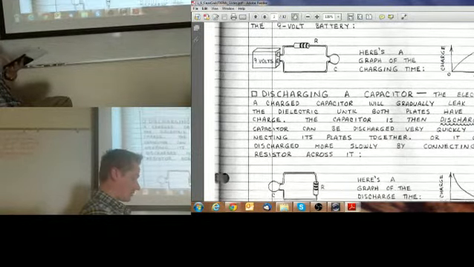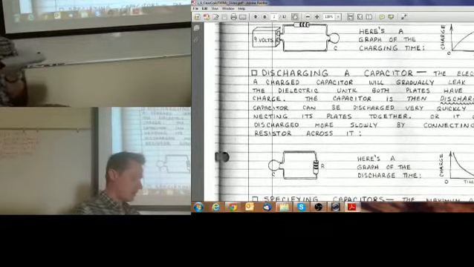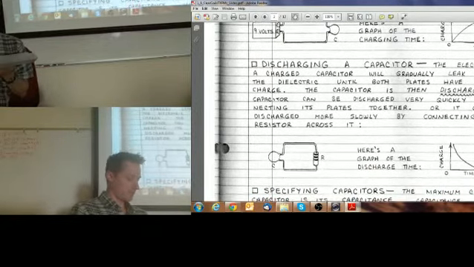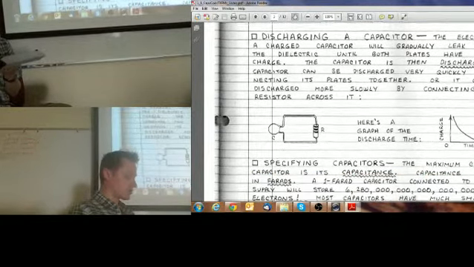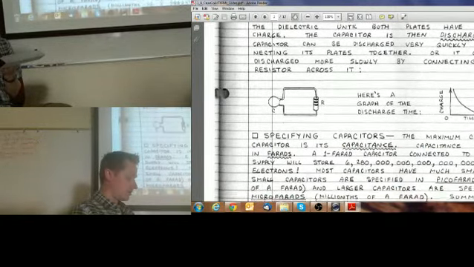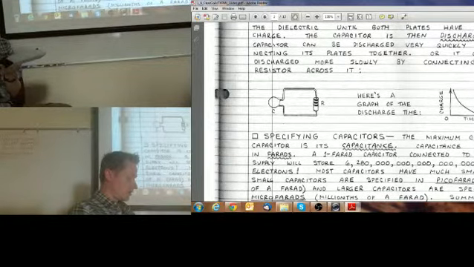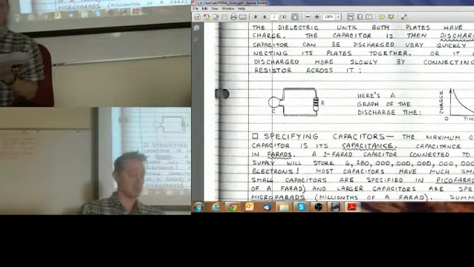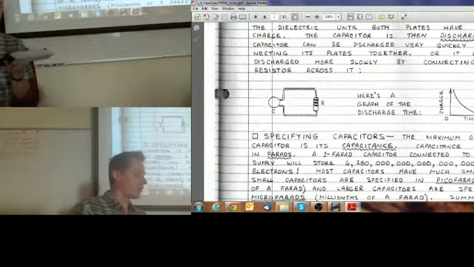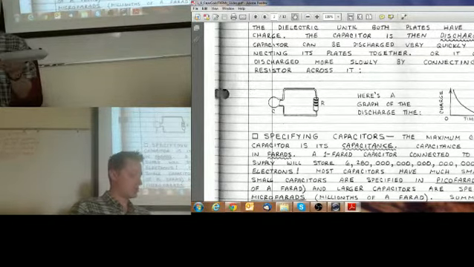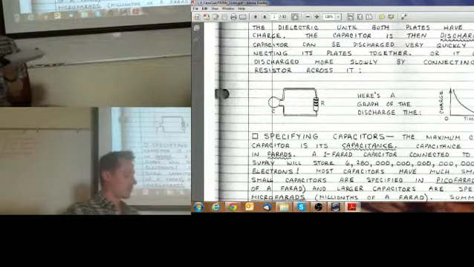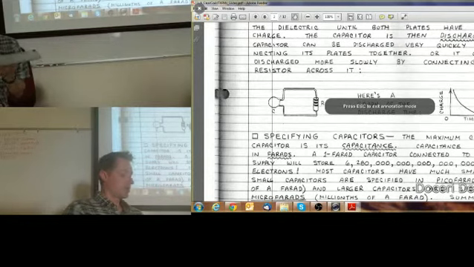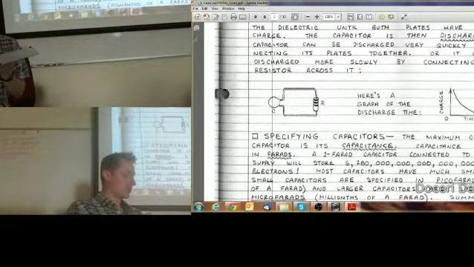So you can also discharge a capacitor in a similar way, and the capacitor will slowly discharge through the resistor. The amount of time it takes to discharge is dependent upon what we call the time constant, which we'll get into a little bit more later. Actually, what we found is that if you multiply R times C, it gives you what we call a time constant.